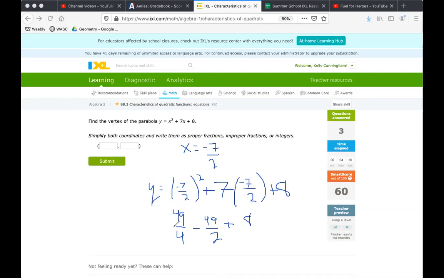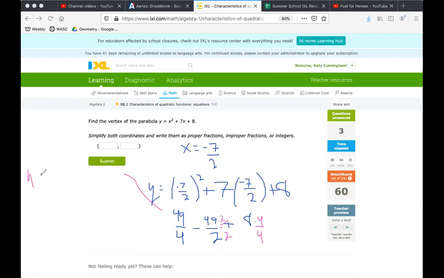All right, so what I need here is a common denominator. So I'm going to multiply these two numbers by a 4/4 because 4 is going to be my common denominator. Or sorry, I'm not going to multiply by 4/4. I'm going to multiply this one by 2/2 to make it a 4. And then I'm going to multiply the 8 by a 4/4. So they all have the same denominator.